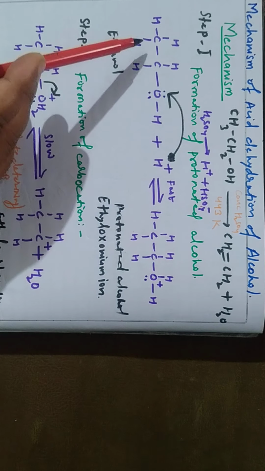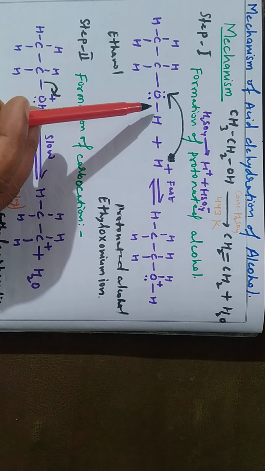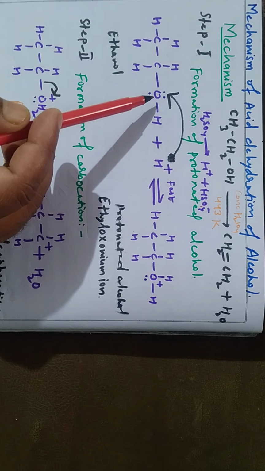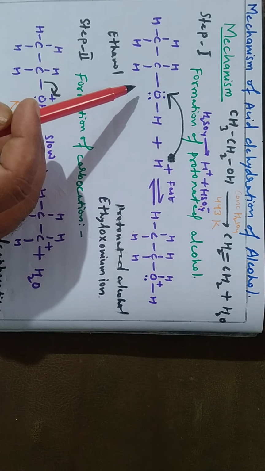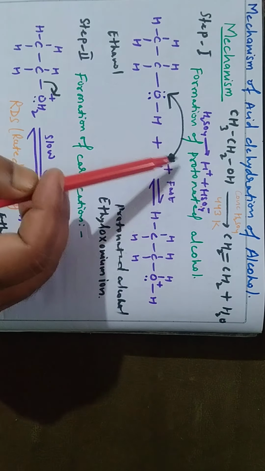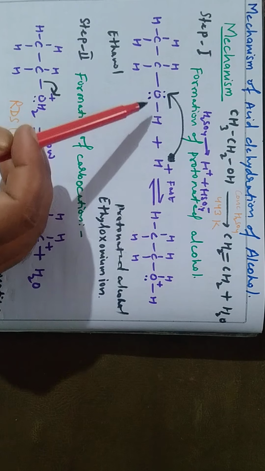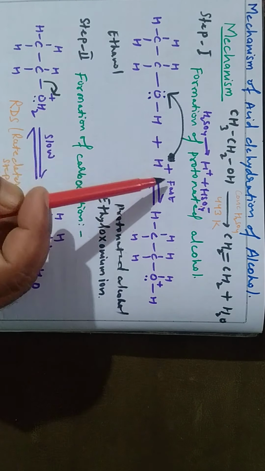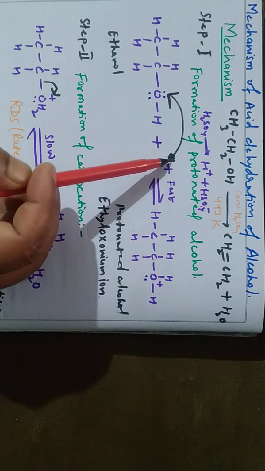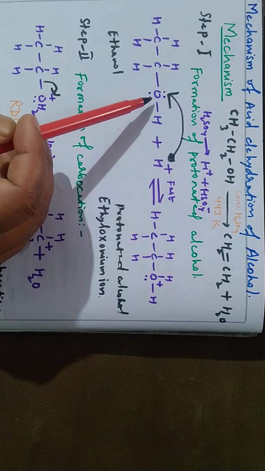Here you can see this one is ethanol, CH3CH2OH. As you know, in ethanol an oxygen atom is there, and oxygen contains lone pairs of electrons, it has 2 lone pairs of electrons. So the H+ ion so formed attacks the electron-rich oxygen as an electrophile. So H+ acts as an electrophile. Oxygen is rich in electrons, 2 lone pairs, so H+ can easily make a bond with the oxygen atom.